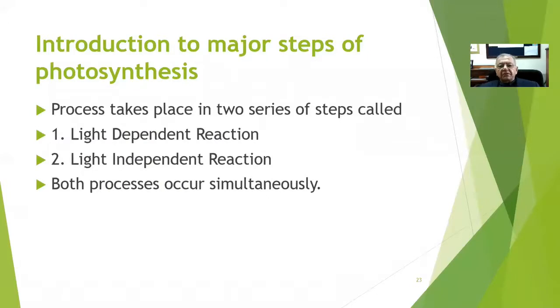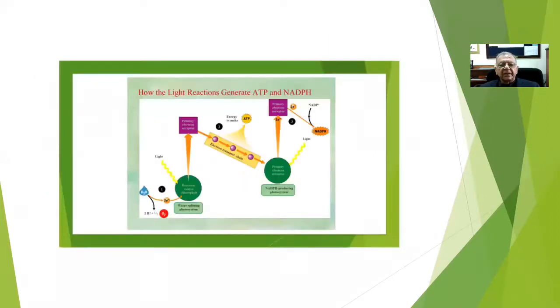Now we talk about the biochemistry of photosynthesis, what happens in photosynthesis. So first of all, there are 2 reactions, the light dependent reaction and the light independent reaction. Today we will start with the light dependent reaction. We will take up the light independent reaction later on, but both of them occur simultaneously. So let us start with the light dependent reaction. The light dependent reaction consists of 2 systems. They are called photosystem 2 and photosystem 1.